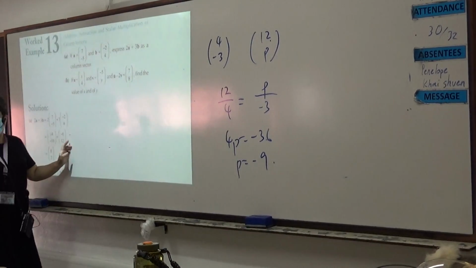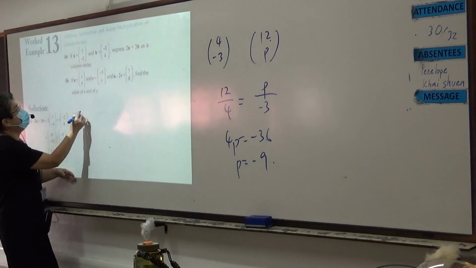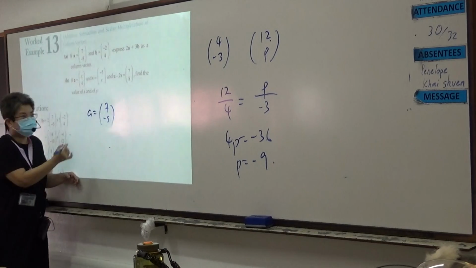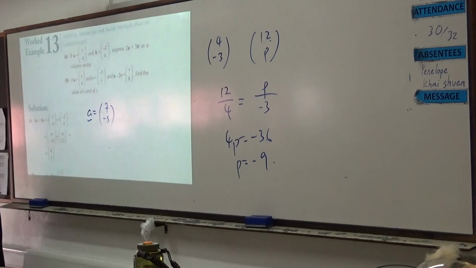Now, I find when I mark your 5A, a lot of you have this problem. You just put A is this, which is wrong. When it's a vector, you must have a twiddle below. You forget, you must put the twiddle below. Understand? Okay, so can I leave this alone?